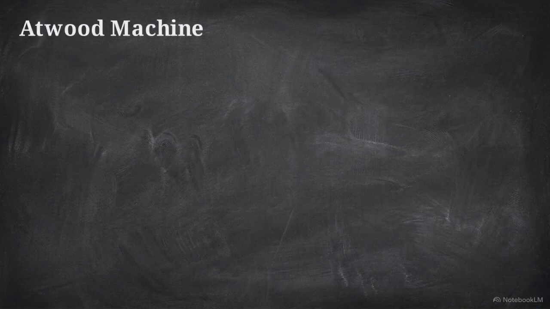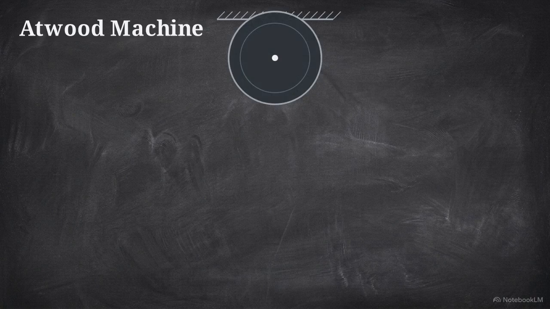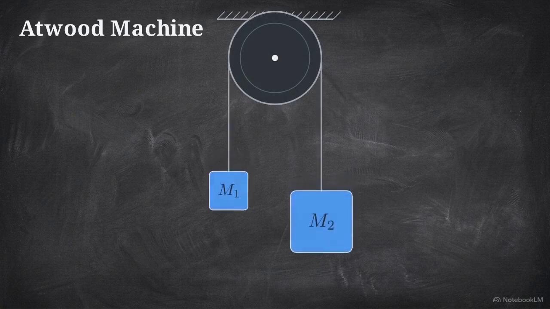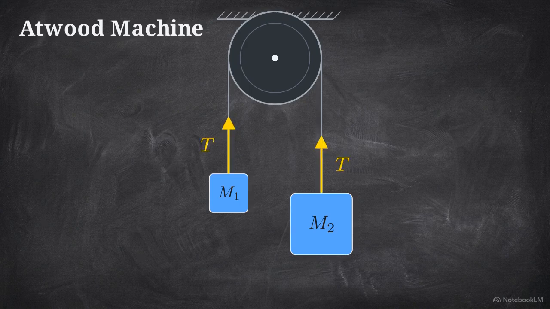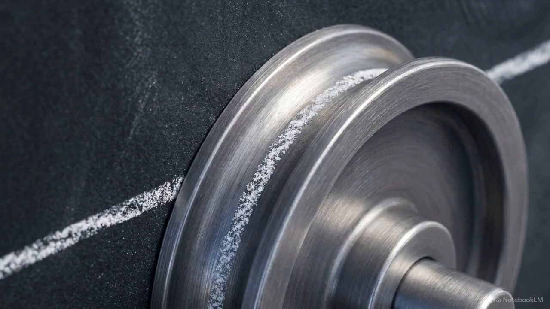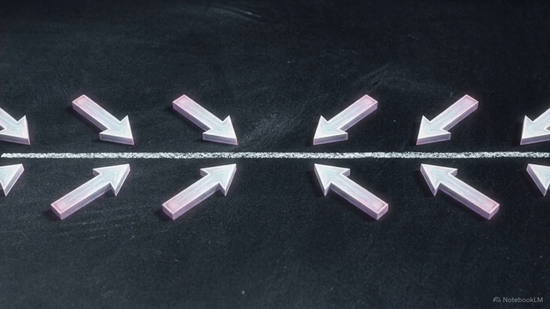The Atwood machine is the classic test of tracking forces across a system. It consists of two unequal masses connected by a single string draped over a pulley. When force is transmitted axially across a cable, it is called tension. Assuming the string is massless and the pulley is frictionless, there is one primary rule we must follow. Tension is identical at all points along that string.